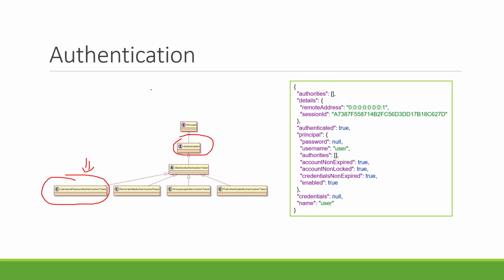An authentication object is going to look like this. You're going to have authorities; here there is no authority. It will tell if it's authenticated. This represents the current user, with the password, the user, and the authorities. And it shows whether the account is not expired, locked, credentials not expired, enabled, active, true or false. And it has a name.